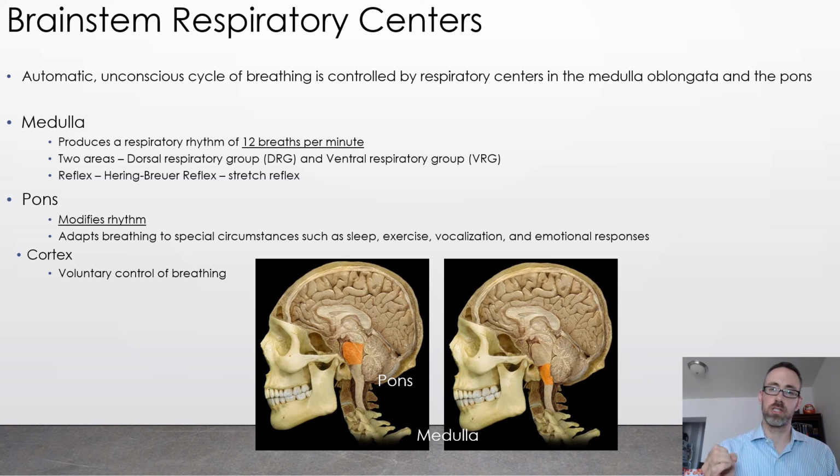So the VRG is not usually active during resting breathing. However, if we want to forcefully exhale, the VRG would then come into play. Then it's going to activate the muscles that are required for forceful expiration.